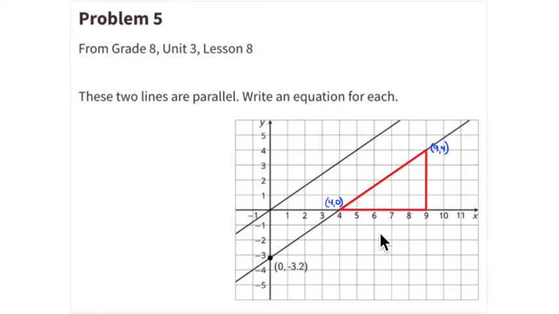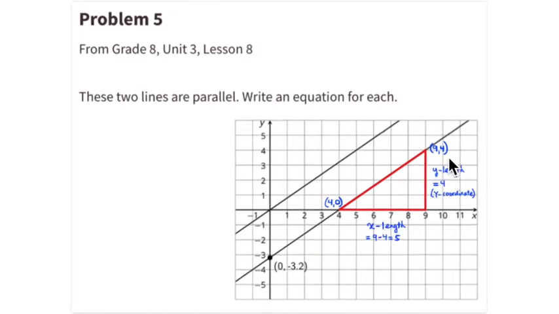And you can also calculate it. It's the difference of the y-coordinates. So the y-coordinates are 4 and 0. So 4 minus 0 is 4. So that is these 4 units, 1, 2, 3, 4. And the difference of the x-coordinates is 9 minus 4 is 5. So this length is 5 units. So again, the slope is 4/5. So for every 5 units, this goes up 4 units.